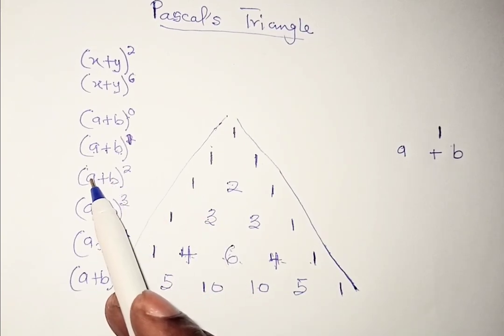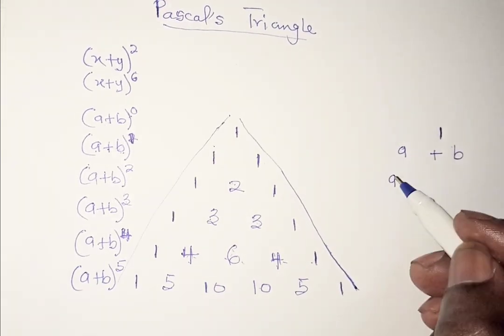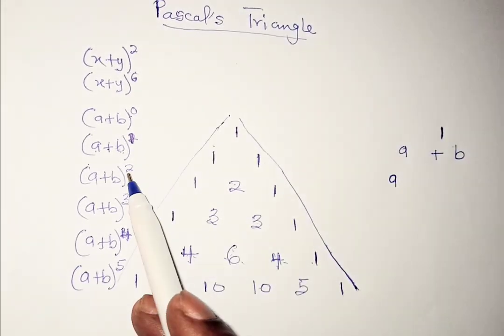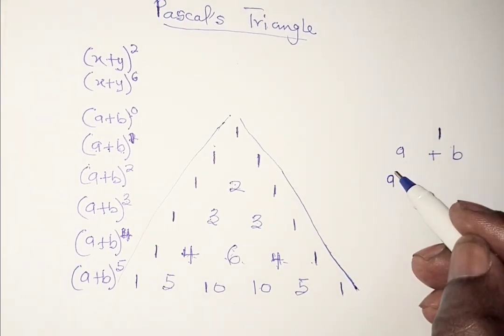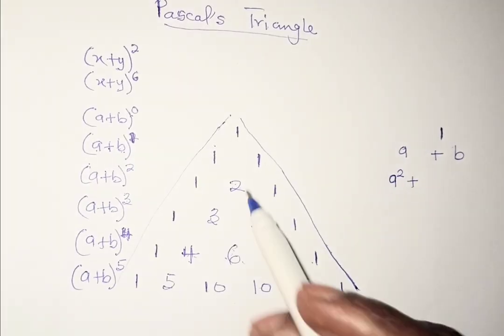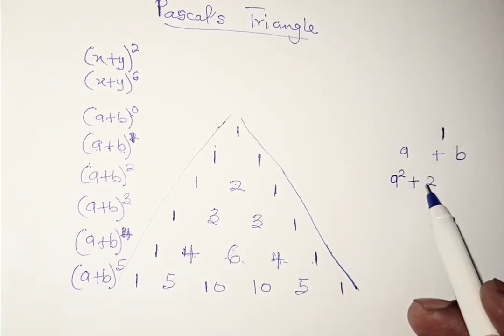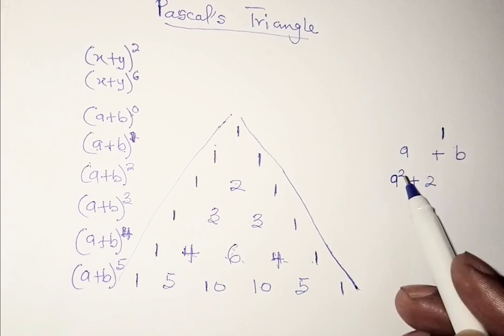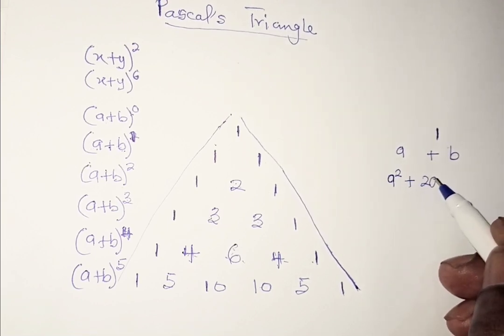So this is a. a times the coefficient will give me a. But when you get here, because the exponent is 2, I will add my exponent here. Then plus, what is the next coefficient? It is 2. But I've written 2 here, and as we move along, the exponent of the a will reduce by 1.